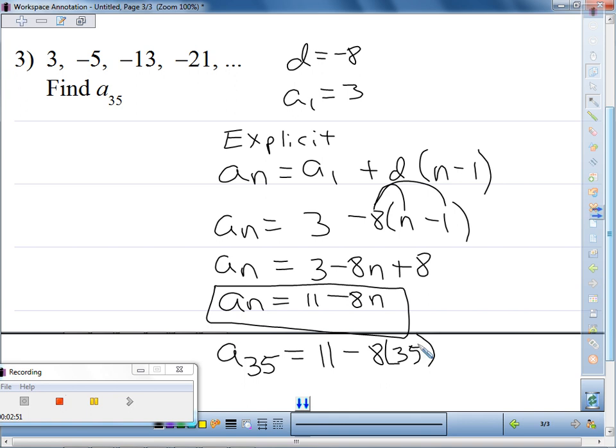So our 35th term is -269. So a35 is equal to -269.